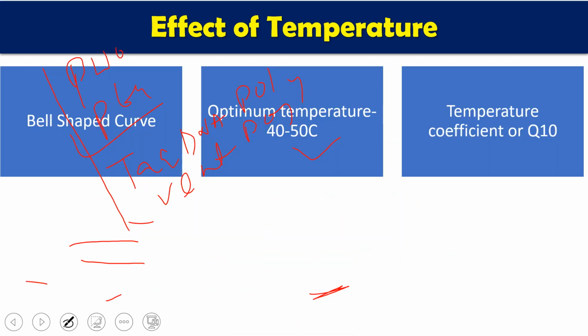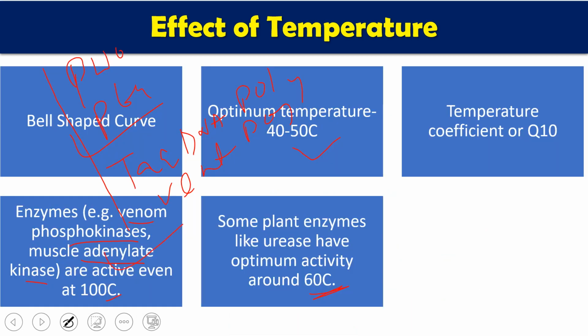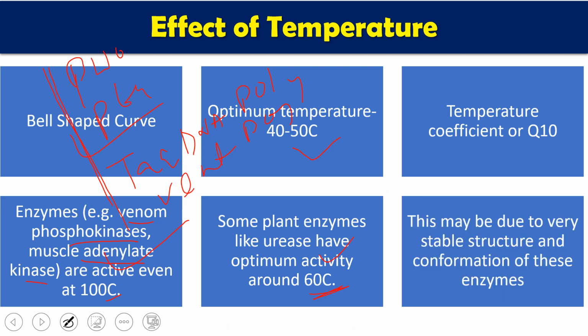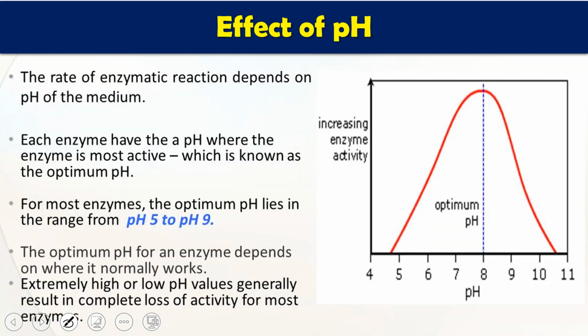So in these cases, whether in this DNA polymerase case or in this urease case, enzymes resist heat. They are not very heat sensitive, they are stable at higher temperature also, they maintain their structure, and that's why they are active at higher temperature also. So this is the effect of temperature on enzyme activity. The second factor we are going to see is pH.